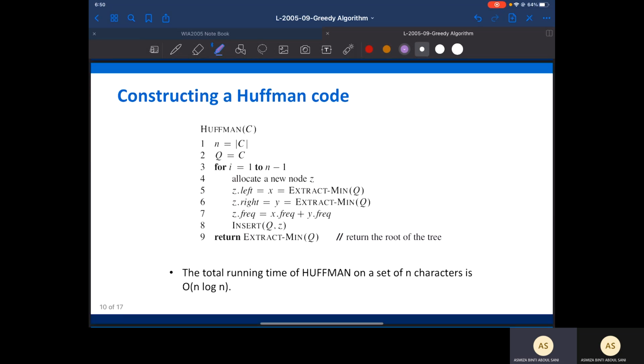Okay, so here is the algorithm. I think it's better for us to look at an example, but let's first look at the total running time of this algorithm. Later on, you're going to see that when you apply the Huffman encoding, it will give you a tree, and therefore the running time complexity will be order of n log n.